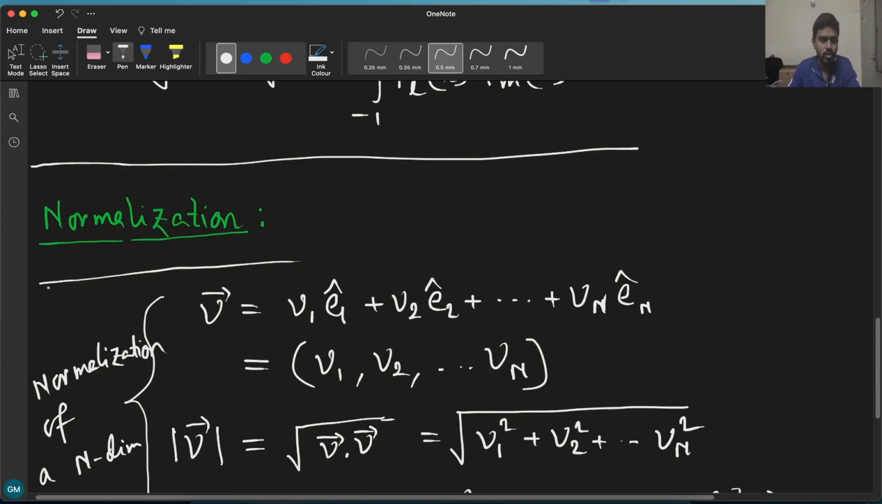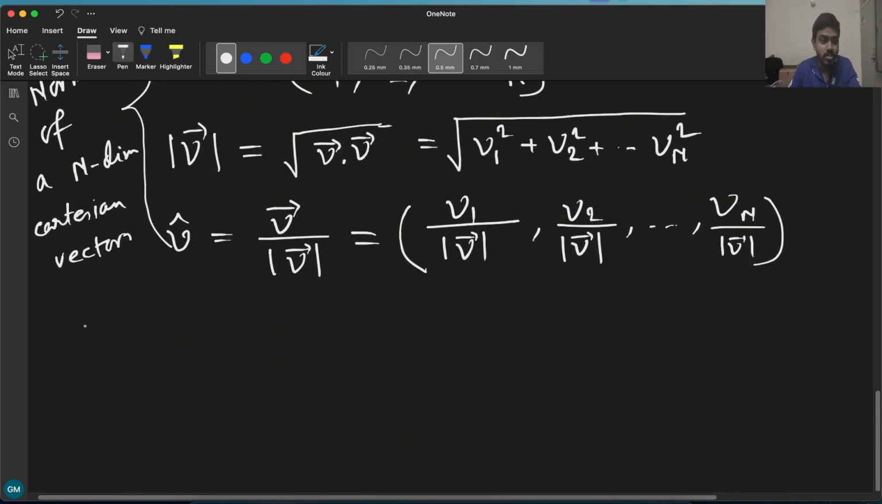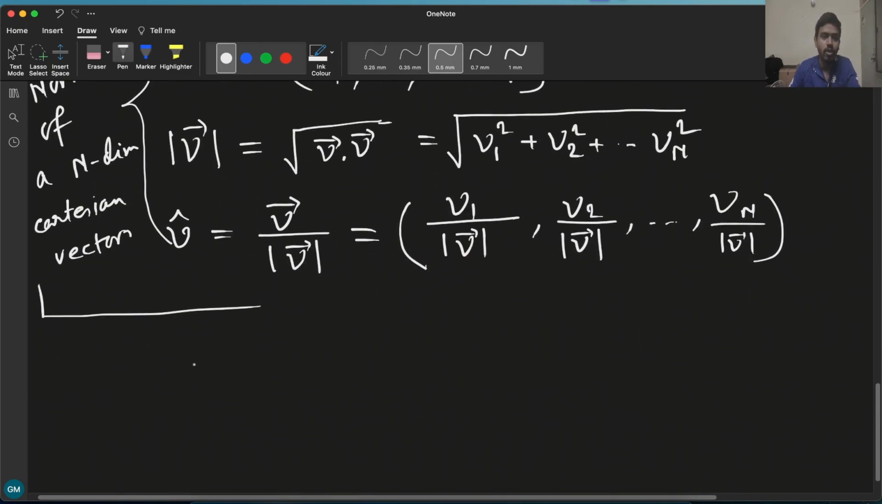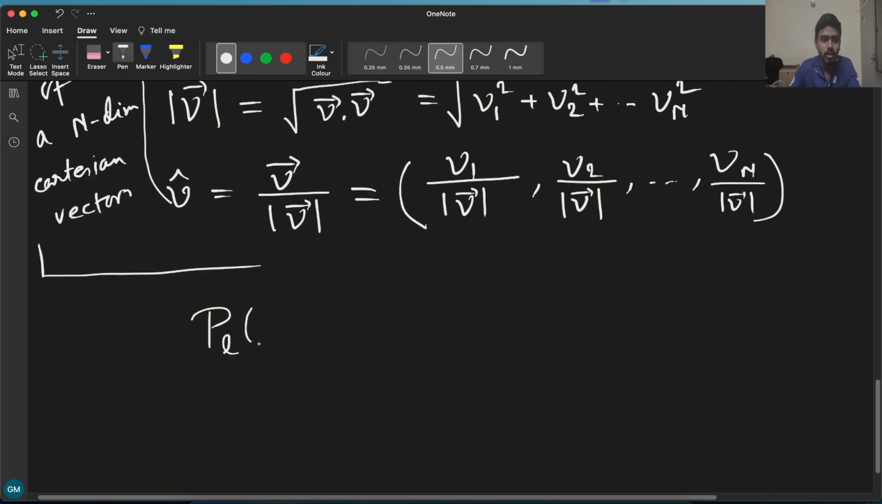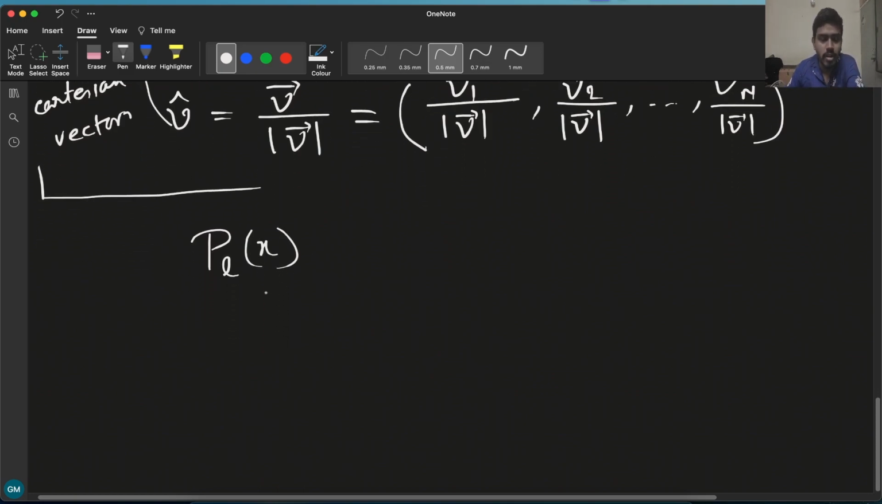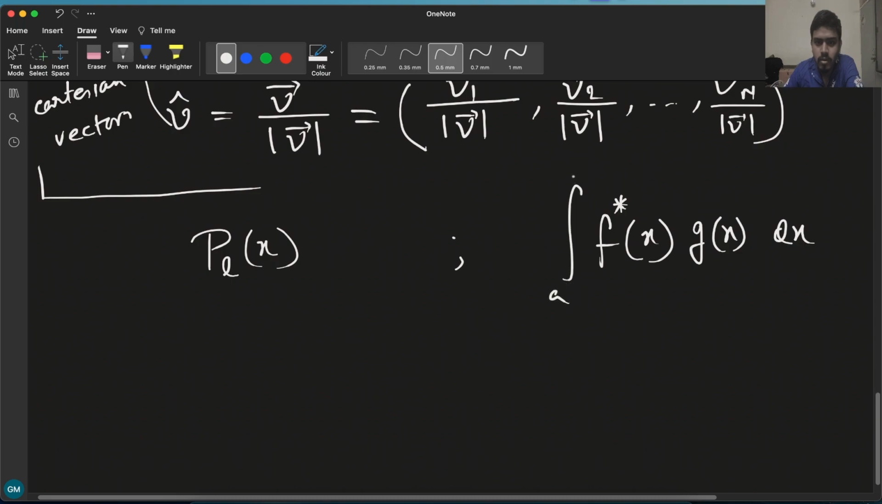Okay. So now here we are talking about normalization of functions. So we are talking about normalization of these P_l(x), Legendre polynomials, right? So here the dot product is defined as, so let me state it again, the dot product between two functions is defined as, okay, this is how this f dot g is defined, right?